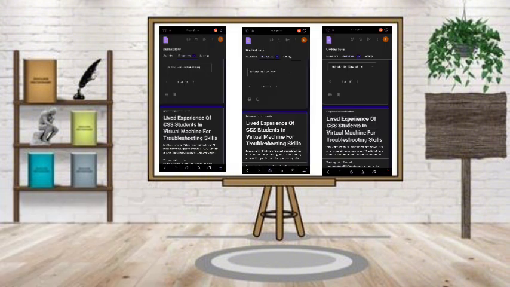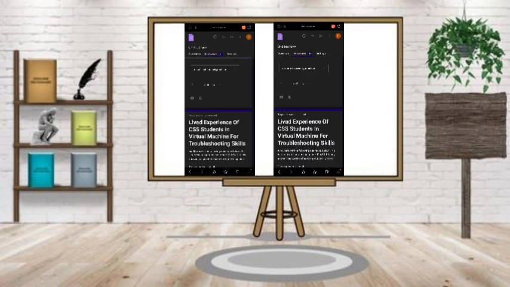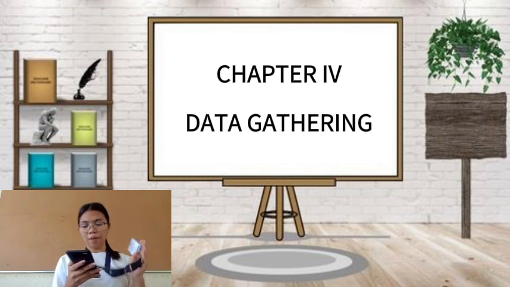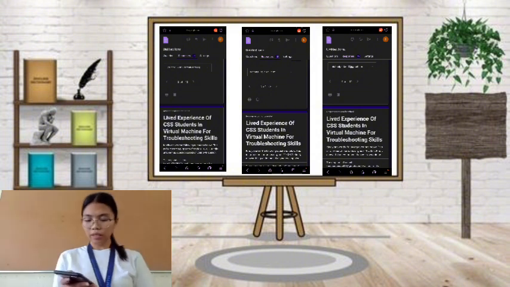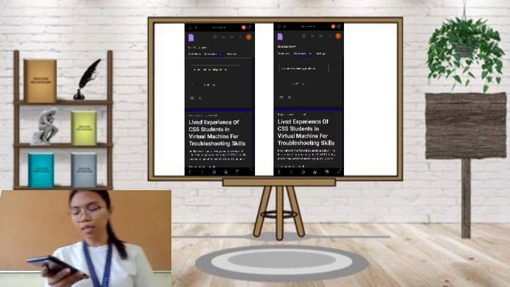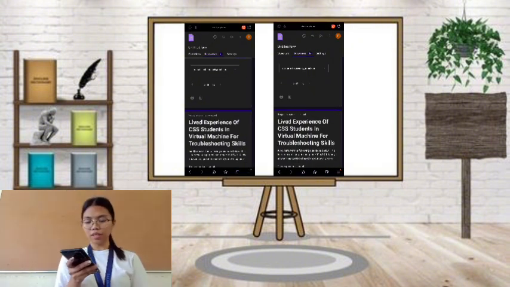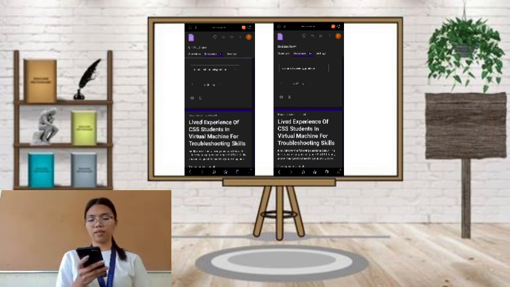Here are the evidences that we gathered in surveying grade 11 CSS students. Chapter 4 shows how the researchers gather the data, analyze, and represent the interpretation of findings. Researchers gather the data by giving the following questions to the respondents. After answering the questions, researchers analyze the respondents' answers.